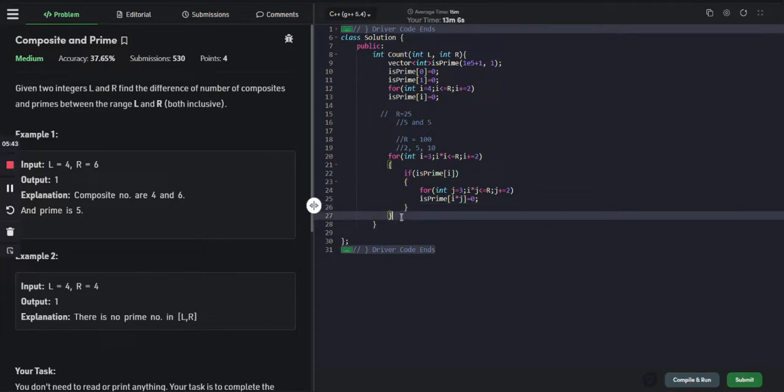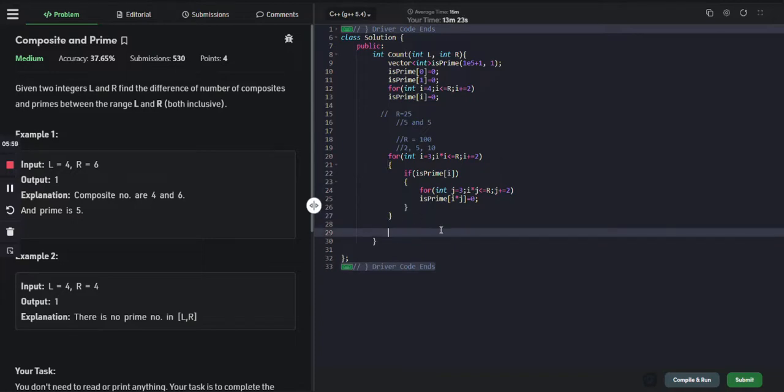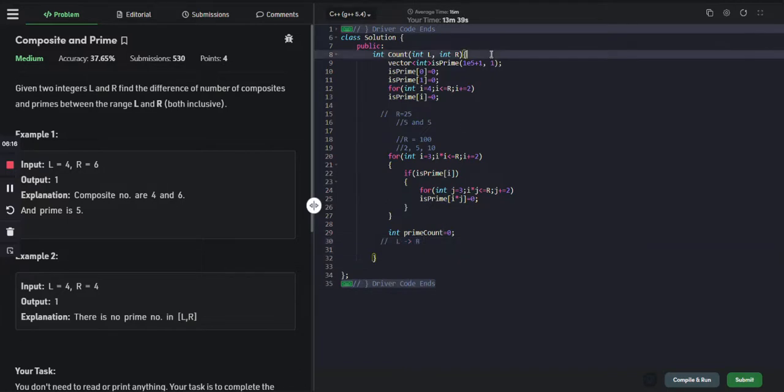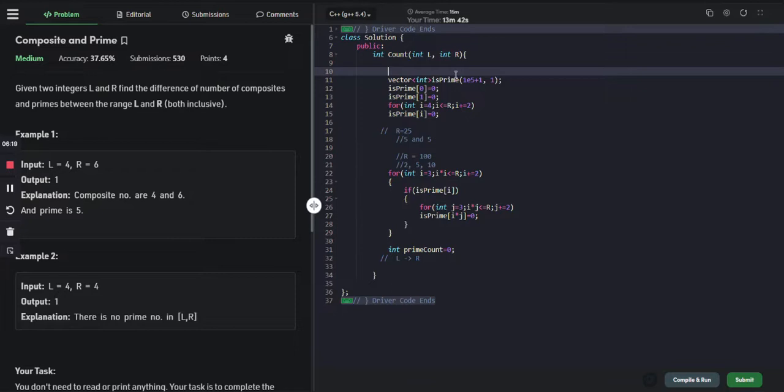So now when this loop will be over, in the is-prime vector, we should be getting, from 2 to R, whether the number is prime or not prime. Now we need to create a variable to store the prime count, the number of integers which are prime in the range L to R. And in is-prime, we will be storing the numbers from 2 to R which are prime.